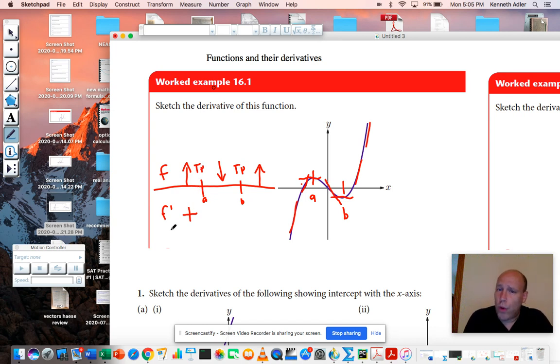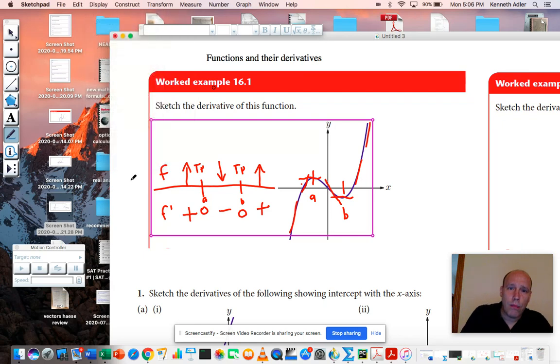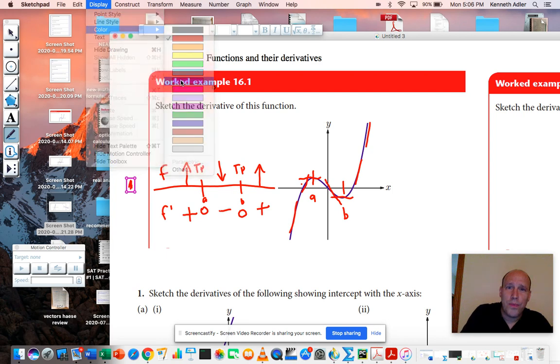At the turning point, what did we say the slope was? 0. When the function was decreasing, we said the slope of the derivative was negative. At the turning point, once again, the slope is 0. And when the function is increasing, we said the derivative is positive. Let me change the color to blue.